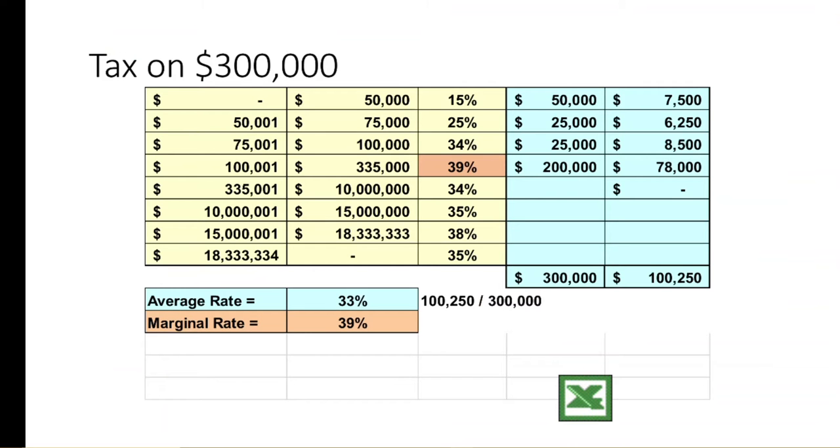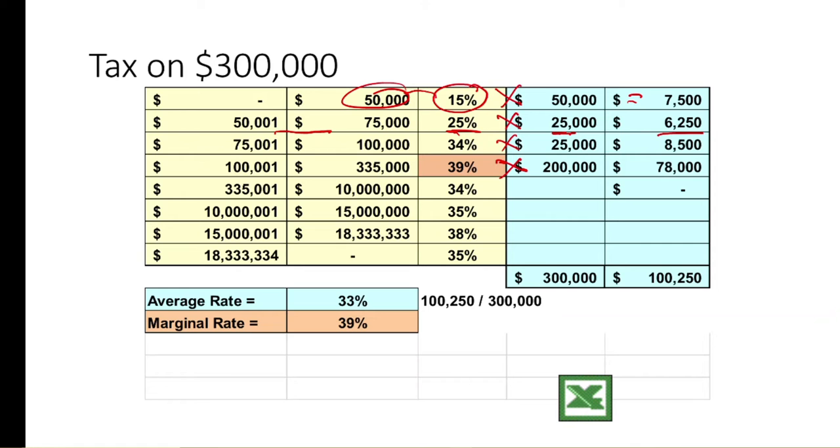All right. So here's the answer. So for the first 50,000, every business would pay 15% on that 50,000. So we multiply 15% times 50, and we get 7,500. The next $25,000, okay, the next 25,000 is multiplied by 25% to give you 6,250. The next 25 times 34%, and then we're at 200,000. We have $200,000 left because we're doing 300,000 total.